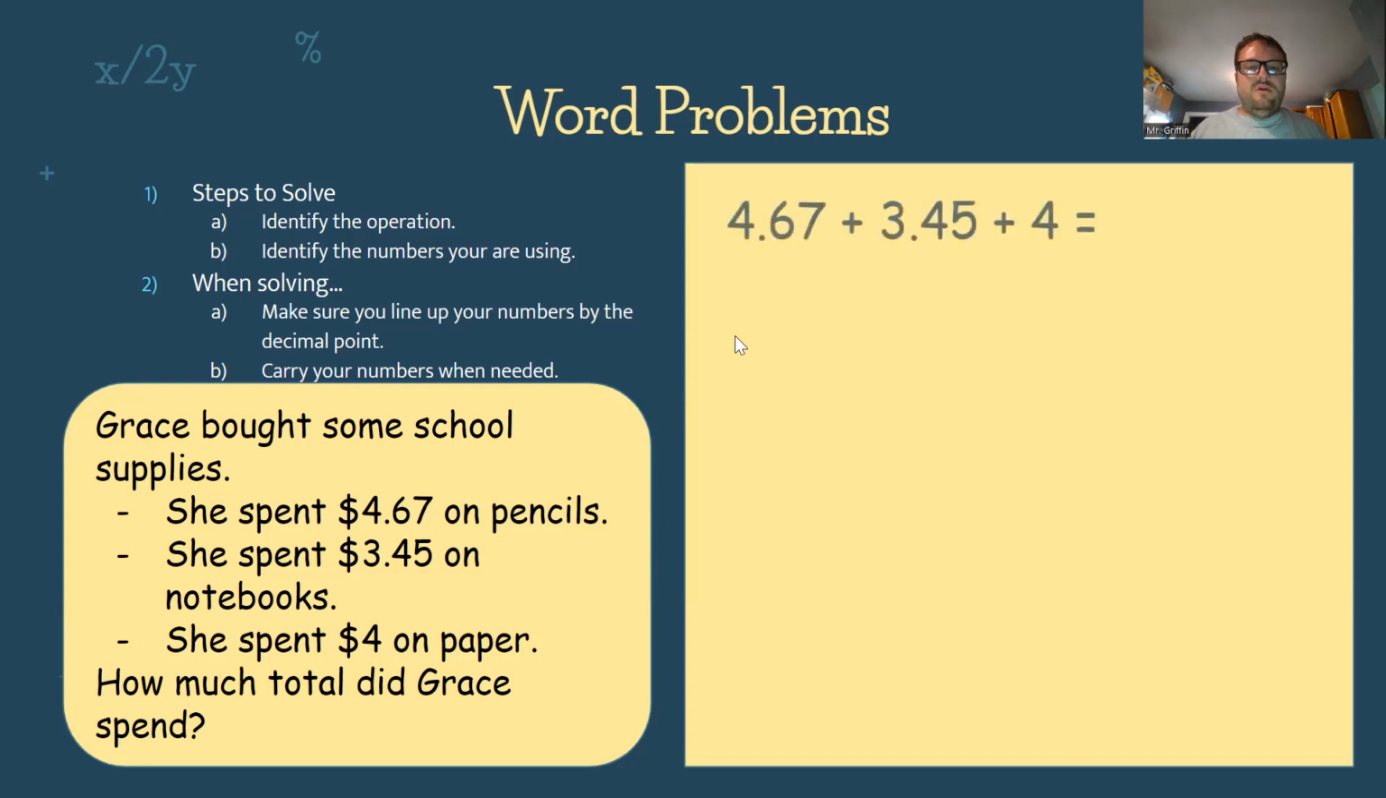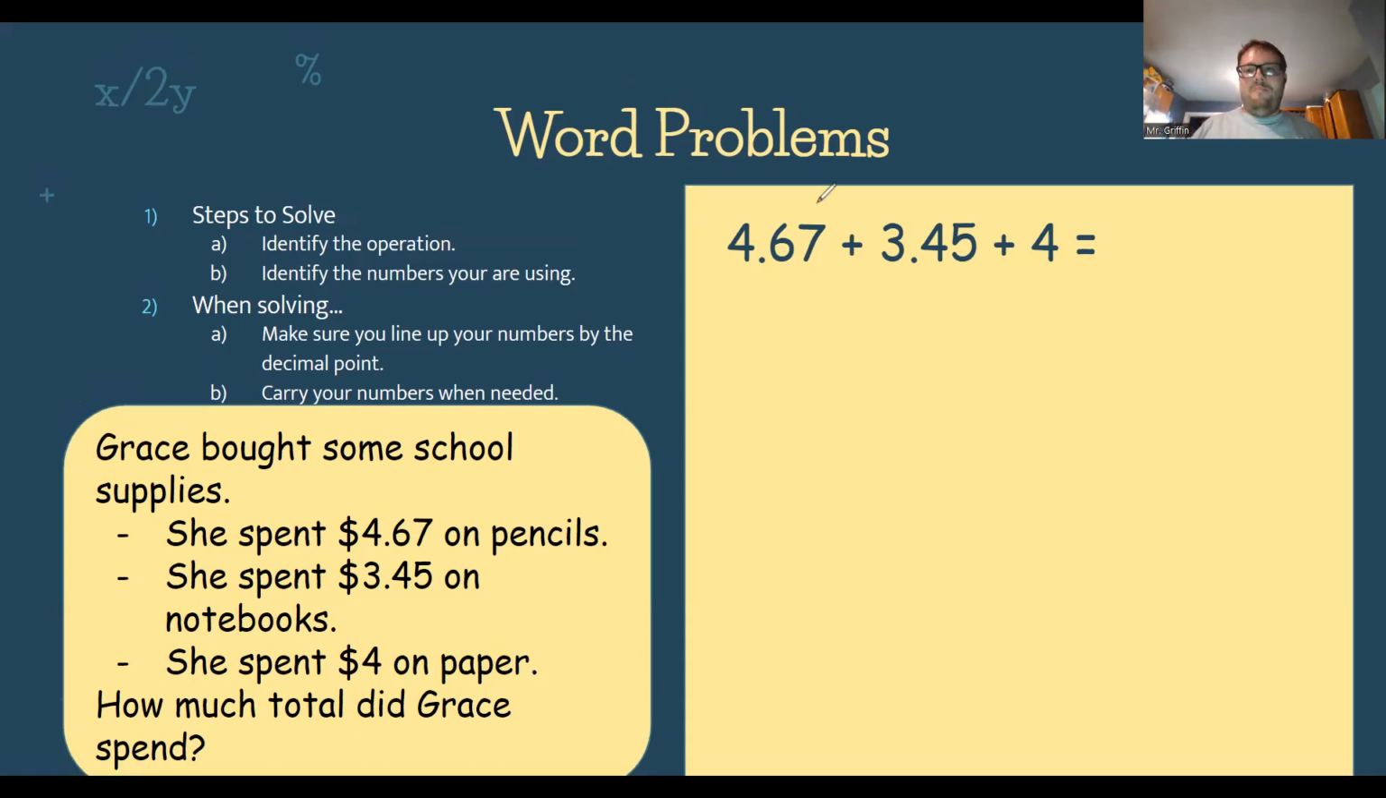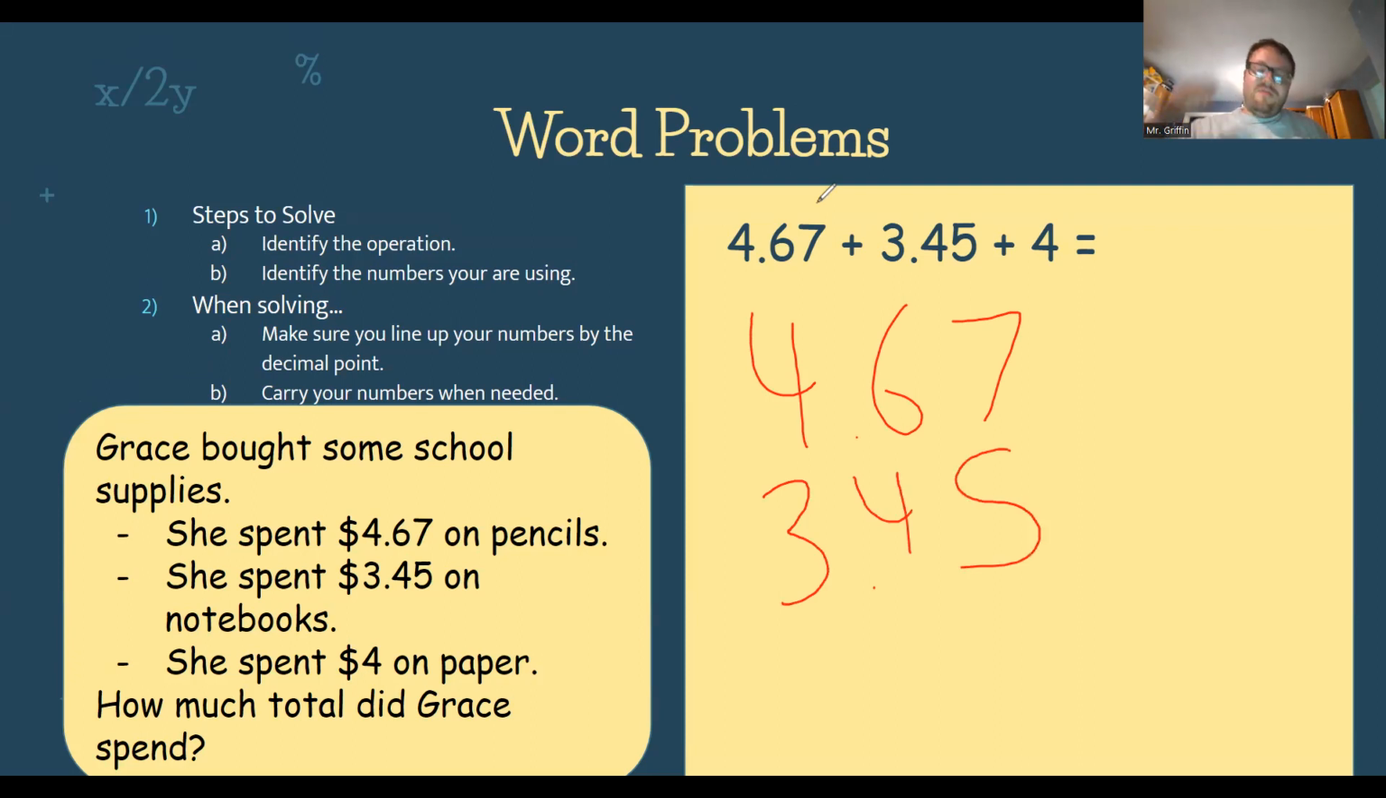All right, and so you'll see the correct operation is 4 and 67 hundredths. Well, let's talk about it like money. $4.67, $3.45 plus $4. Okay. Now, when we were writing down these numbers to add them up correctly, we have to line them up by the decimal. So I have $4.67, $3.45. Now, wait a minute, that $4 doesn't have a decimal at the end of it. So I'm going to put it right here.